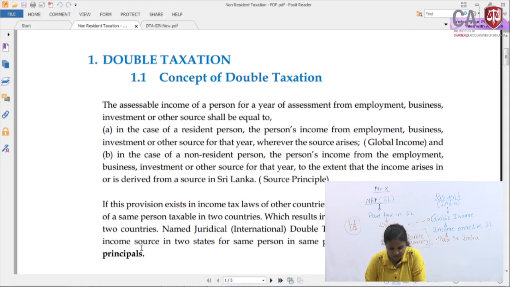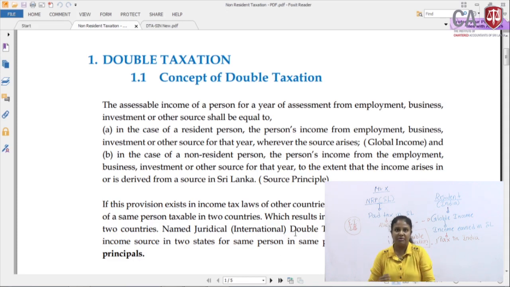We are in this paragraph discussion. If this provision exists, that means the source principle and the global income principle in the income tax laws of other countries, the profit and income of the same person become taxable in two countries. Understood? Sri Lanka and India, in both countries Mr. X will have to pay tax, which results in one person paying tax in two countries. The name for this is international double taxation: taxation of the same income source in two states for the same person in the same period.